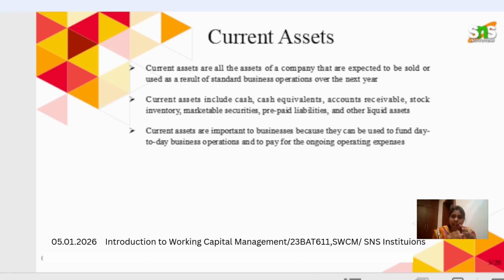Current assets include cash and anything that can be easily converted into cash: cash equivalents, accounts receivable, stock inventory, marketable securities, prepaid liabilities, and other liquid assets. Liquid assets are assets which can be easily converted into cash. Current assets are very important to a business because they can be used to fund day-to-day business operations and pay for the ongoing operating expenses. So that is what current assets are.